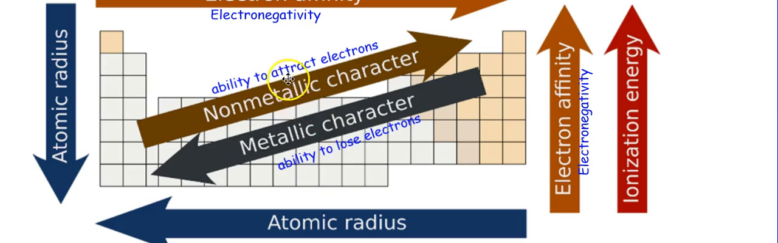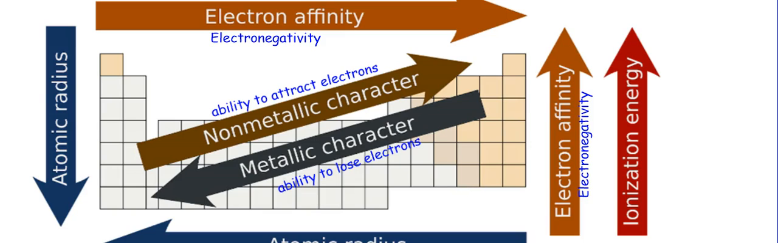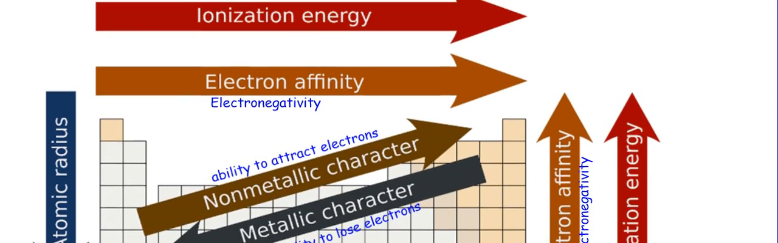And now we have two new terms here. What's non-metal character? Well, if it's more non-metal, it has a greater ability to attract electrons. Does that make sense? If you're going to attract electrons, that means you have a high electron affinity. You have a high electronegativity. So you have a great love of electrons. What else does that mean? You have a very high ionization energy. You don't want to get rid of electrons. You want to gain electrons. So yeah, it takes a lot of energy to remove an electron from a non-metal.